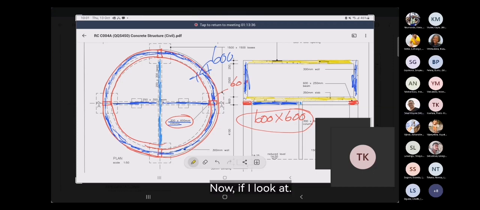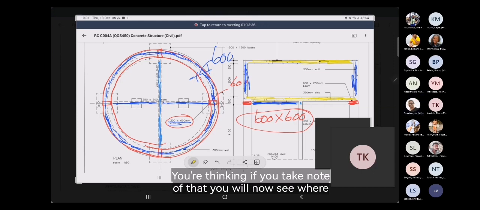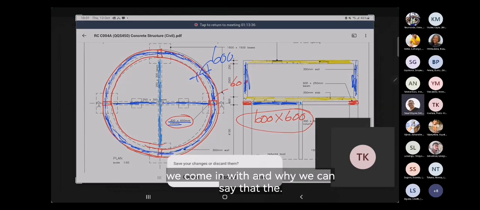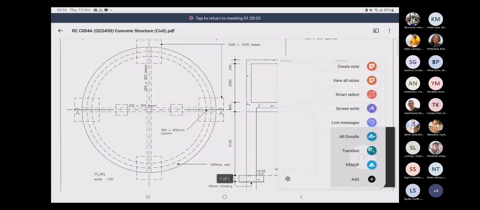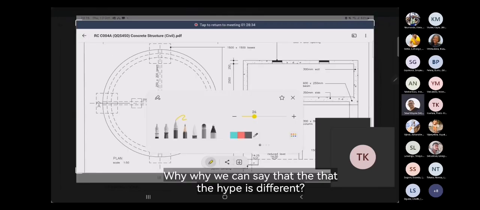Now if I look at my excavation depth, this is where it is. Taking note of what I had mentioned of the different levels, the top of the base and reduced level. If you take note of that, you will now see where we come in with and why we can say that the height is different.